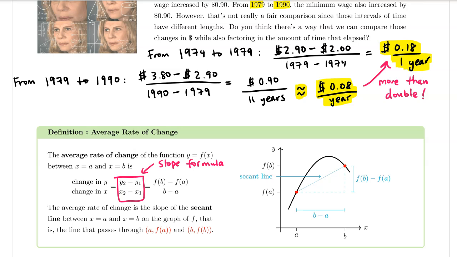So going back to our previous calculation, we're essentially calculating the slope, and we can think of this value as y2, this value as y1, this one as x2, and this one as x1. So in both of our calculations, we were essentially just calculating the slope of a secant line. Let's look at some more examples.